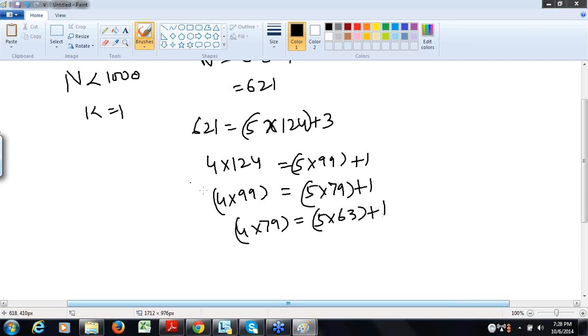Now if the fourth man has taken his share, then the biscuits left will be 4 into 63. So 252 biscuits will be left after the fourth man took his share. Got it, everybody, or does anyone still have a problem?